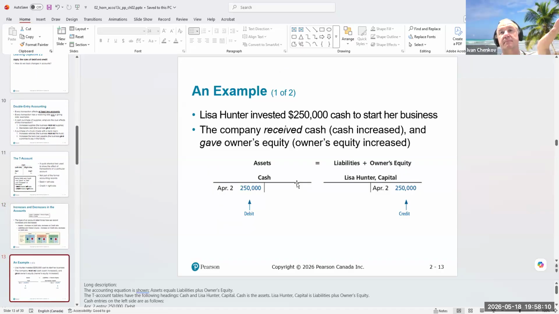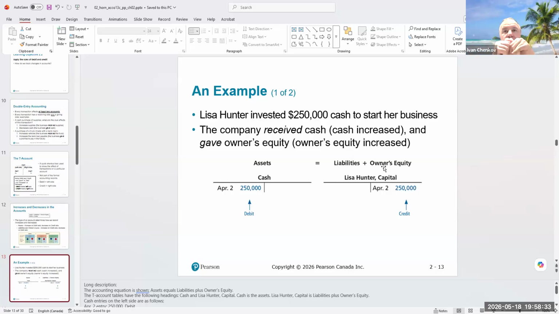Example will be a simple example. Again, we have to keep the basic accounting equation in balance, plus a simple rule: debit always has to be equal to credit. If you keep that, you're always going to be correct.